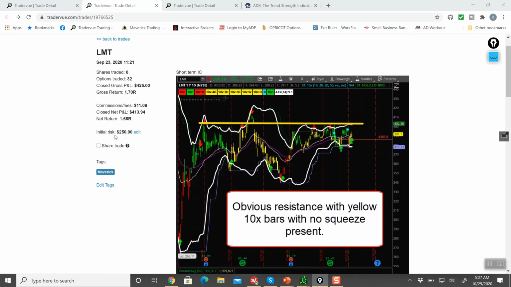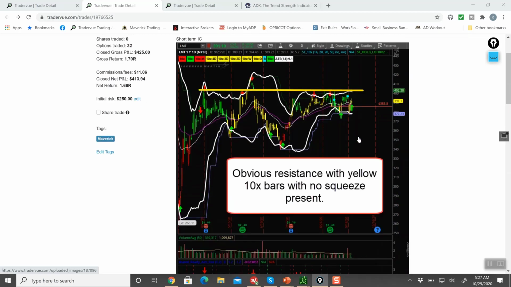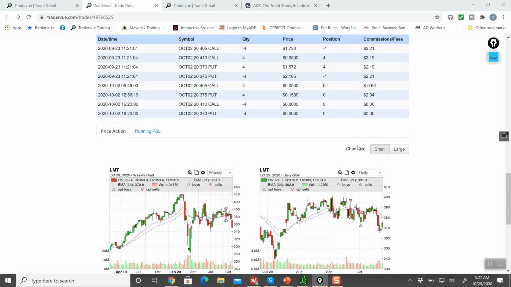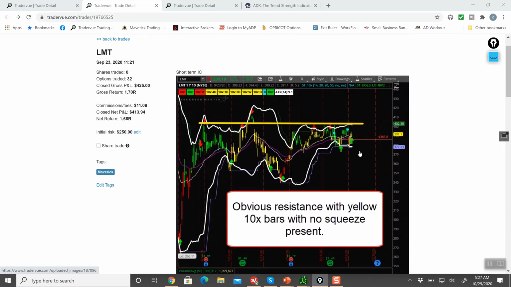So in this, I risked $250 and I made $413. Not a huge winner, but its probability is high. So that's what I do with these. And I'll show you another example. Hopefully that makes sense.